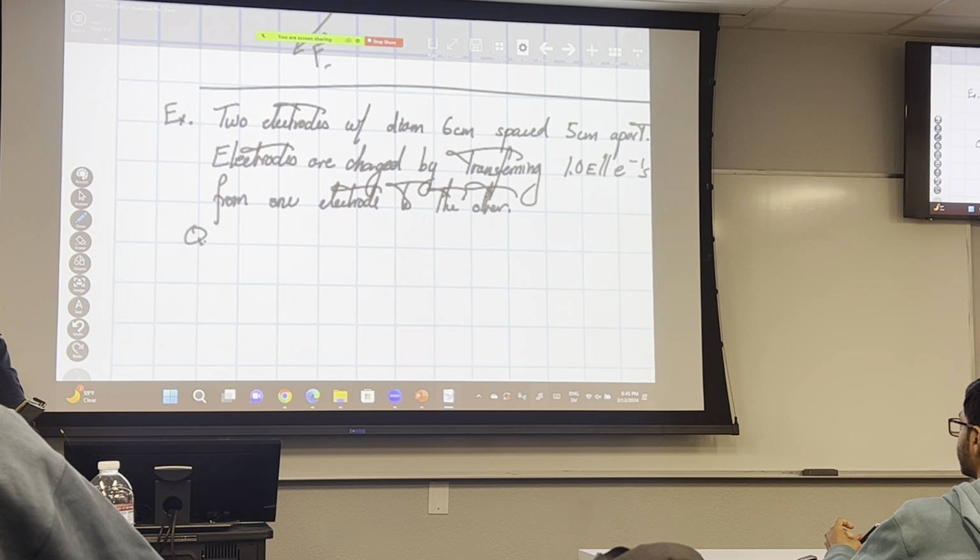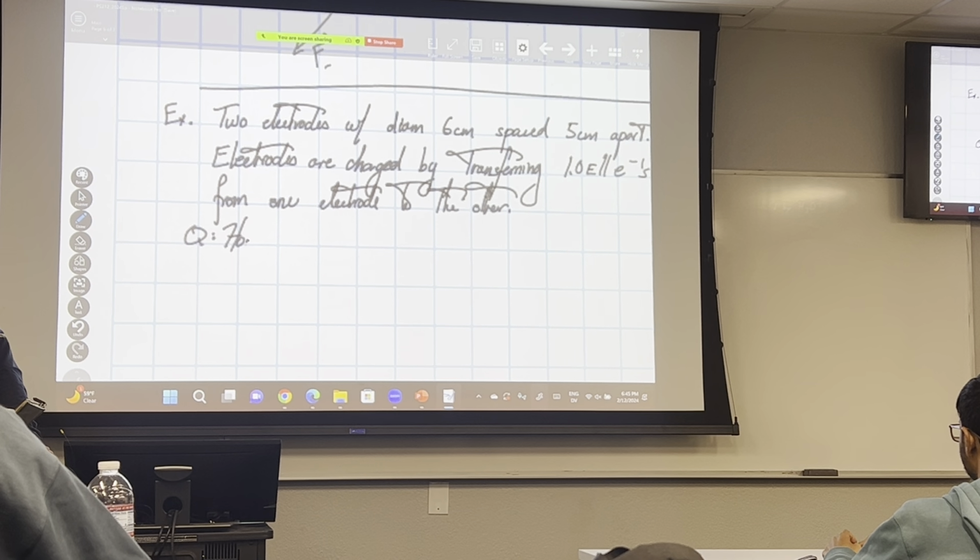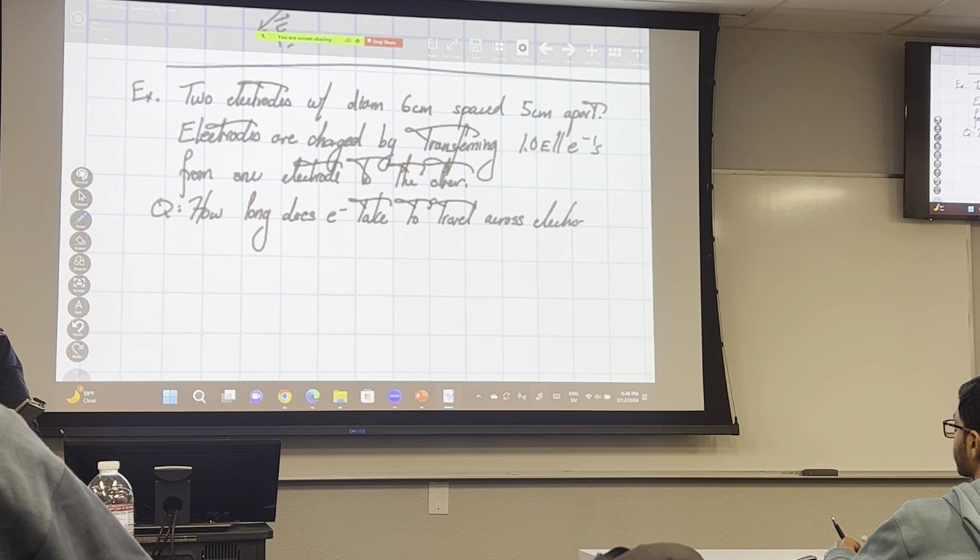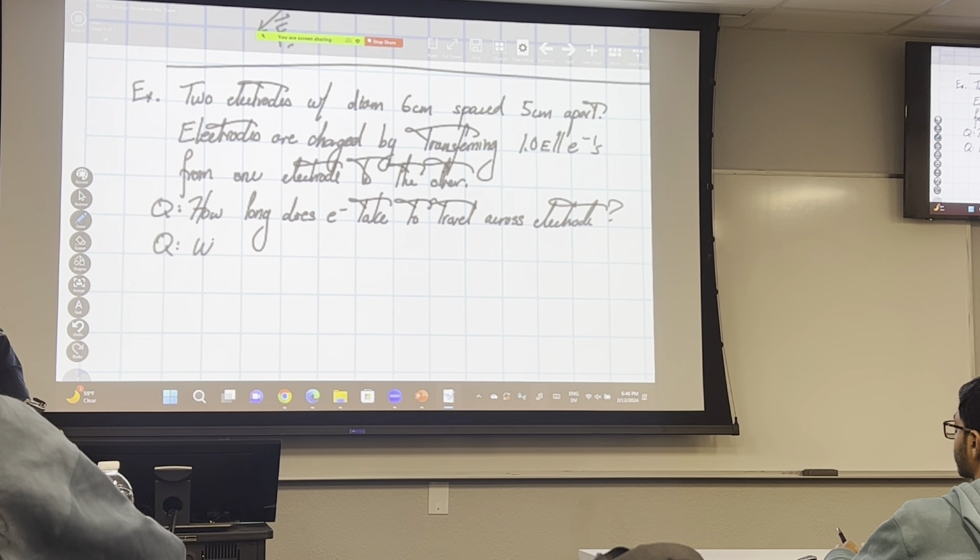Given this information, we are asked the following questions. How long does it take for the electron to travel from one electrode to the other? So how long does the electron take to travel across the electrodes? Second question, what is the impact speed?